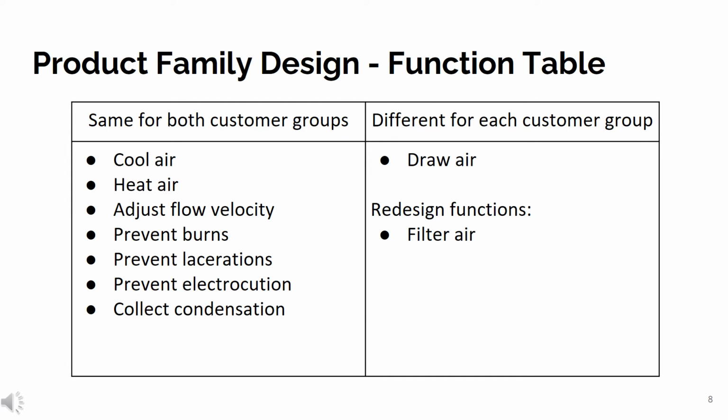Next, we categorize the various functives of the product to be same for both customers or different for each customer group. In the column that's same for both customers, we see that a lot of these are safety related, as well as basic functions, cooling and heating air, and collecting the condensation that can occur from the cooling process. Drawing air is different for each customer group due to the hot side coupler changing to match the cold side coupler. Lastly, the filter air functive has been added corresponding to the addition of a filter.